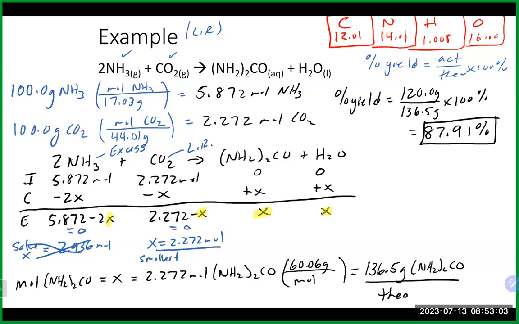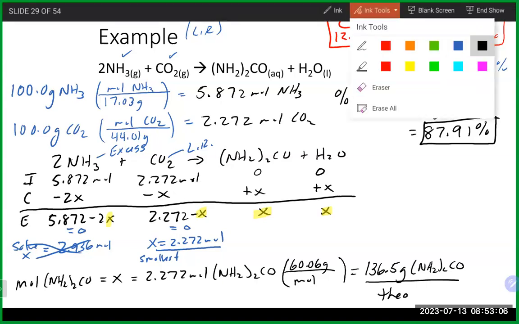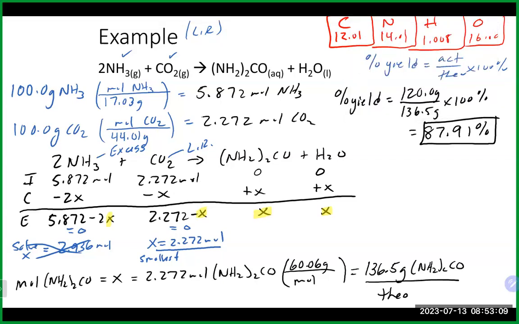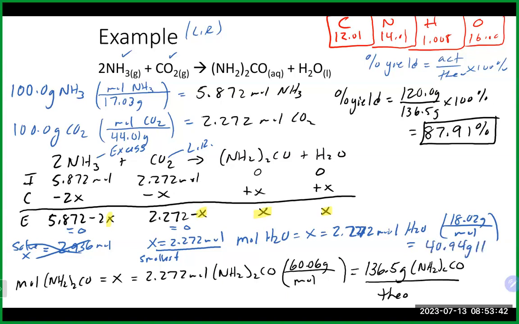Now, again, it wasn't asked here, but if we did want to know how much water we would have produced, we could just go back to our table, and the moles of water in this case would also equal x, which means we would have 2.272 moles of water also produced. And if we use the molar mass of water, which is 18.02 grams per mole, we can just as quickly figure out how many grams of water we would have made. In this case, it would have been about 40.94 grams of water produced, and that would have been our theoretical yield for water.